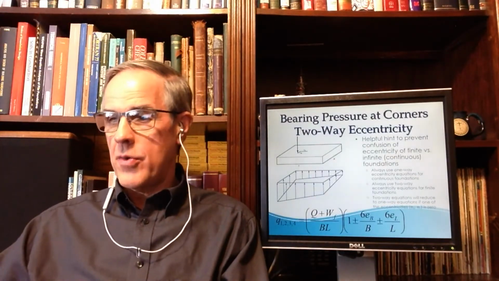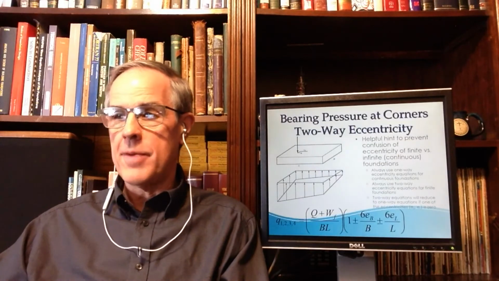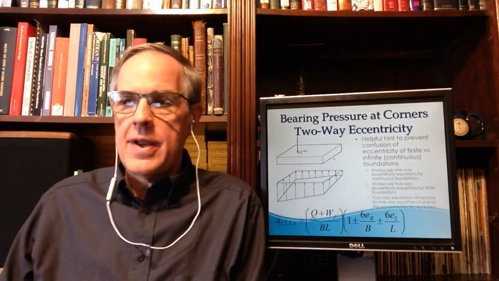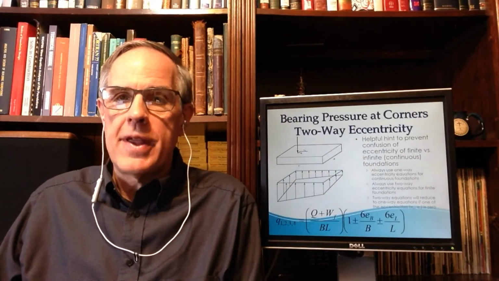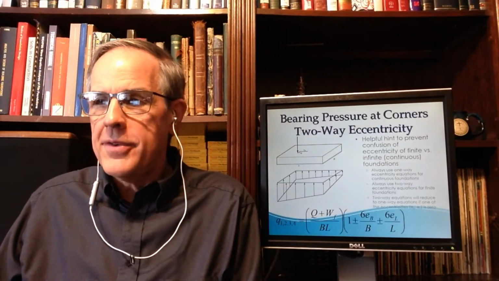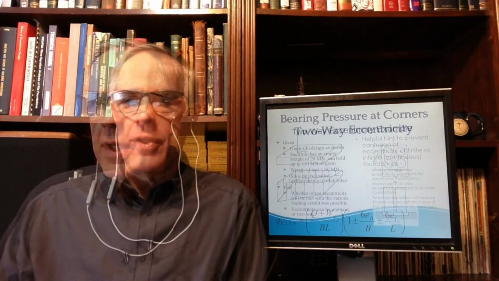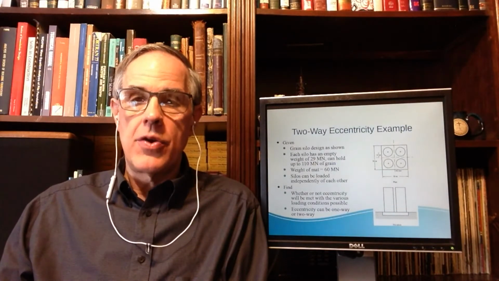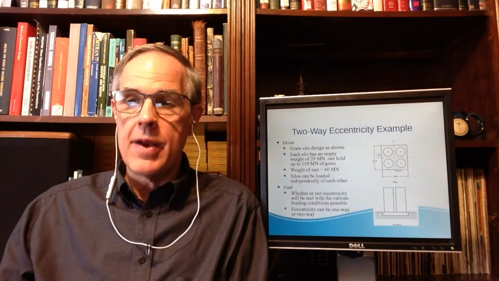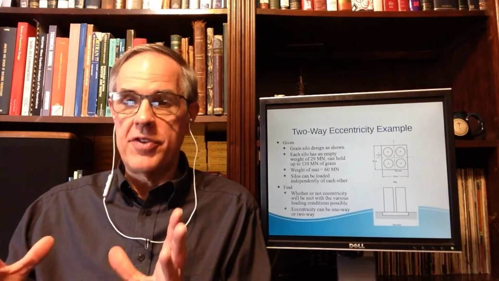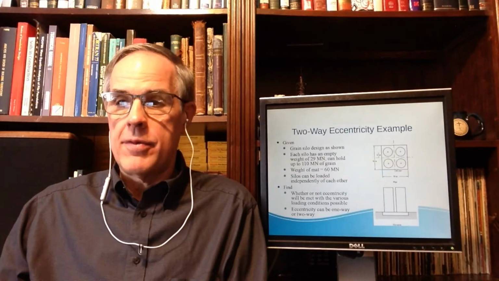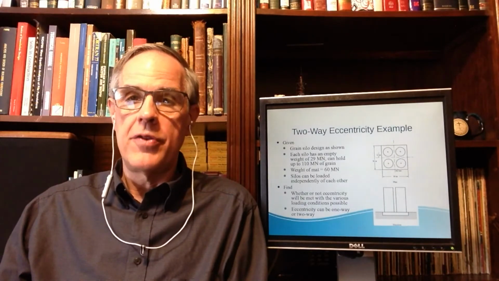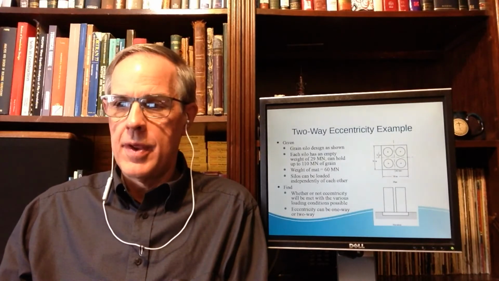So let's go with a two-way eccentricity example, which is one that's a little tricky and has some interesting implications. It's basically a grain silo. Each silo has an empty weight of 29 meganewtons. It can hold up to 110 meganewtons of grain, and the mat that it's all sitting on is 60 meganewtons. And obviously, they can load the silos independently of each other.